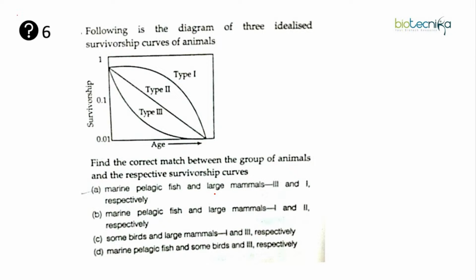Now coming to a theoretical question, but there is a graph shown here. They are saying that the following is a diagram of three idealized survivorship curves of animals. So we know that there are three survivorship curves, right? Type 1, type 2, and type 3. And we know the characteristics of the different types and some examples of the different types also, right? Now you have to match the different types with the examples that are given here.